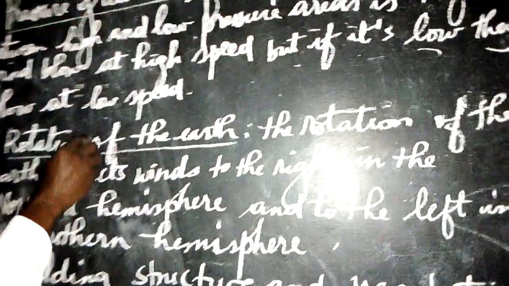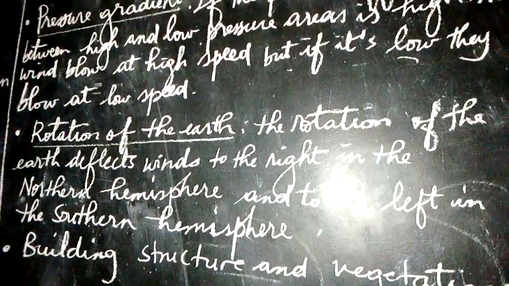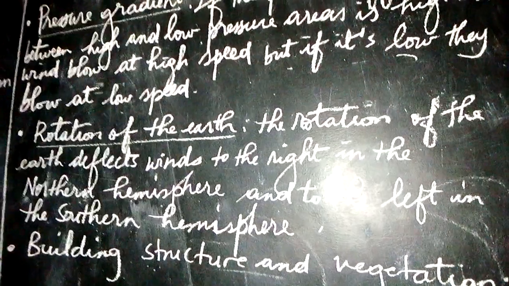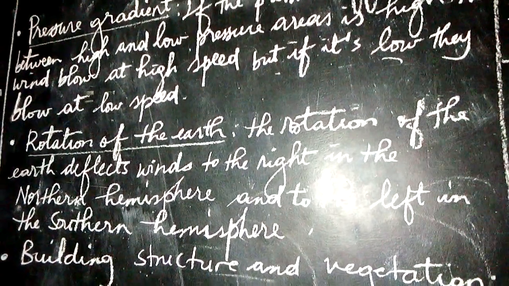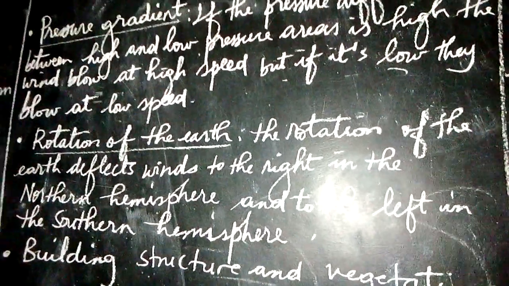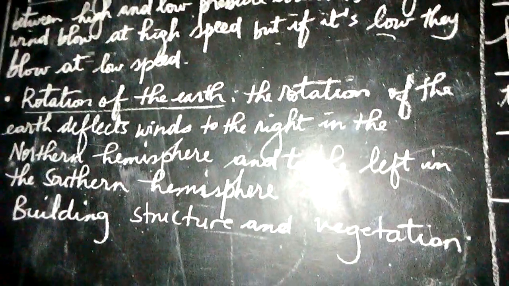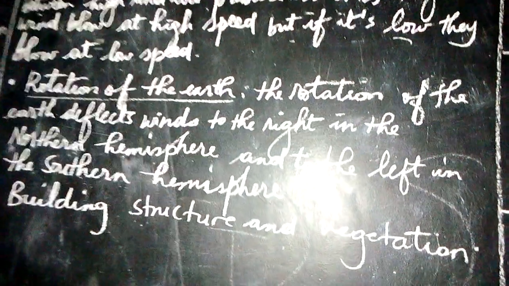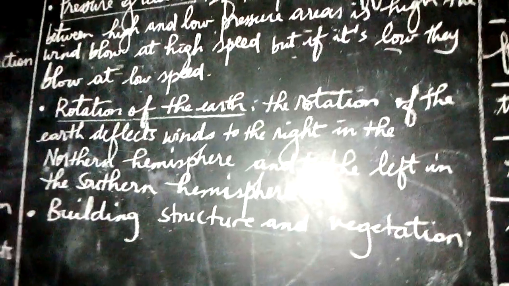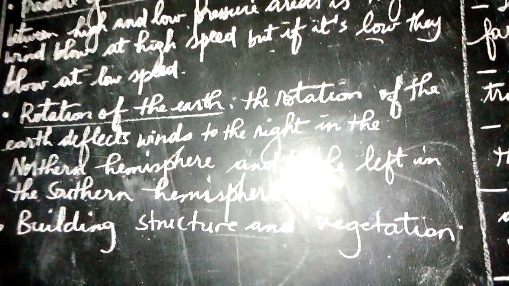Secondly, we have rotation of the earth. Remember, rotation of the earth may cause deflection of wind and ocean currents as a result of Coriolis force. Because of this, some of the winds may deflect to the right in the northern hemisphere, while others will flow to the left in the southern hemisphere. That's what we are looking at.